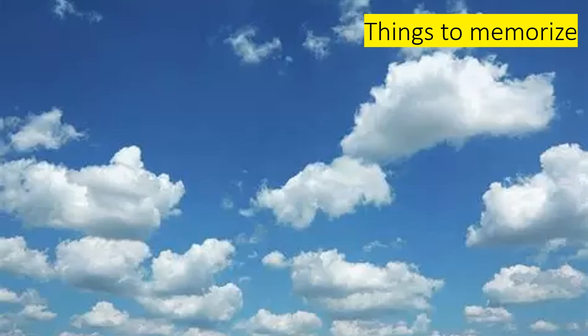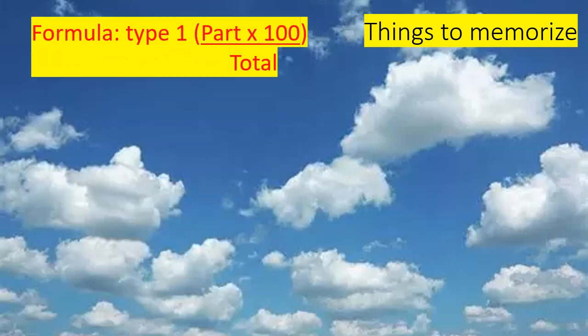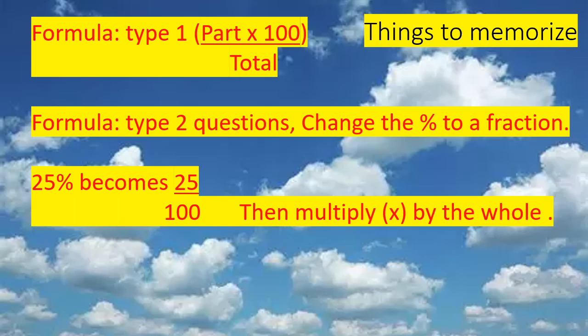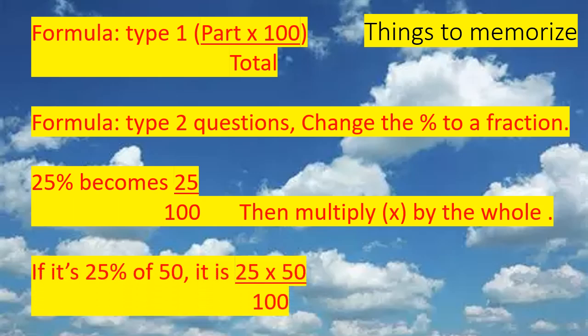And the last thing to memorize, the formula for type 1 is the part times 100 over the total. Or if you like, the part over the total times 100. The formula for type 2 questions, change the percentage to a fraction. So 25% becomes 25 over 100, and then multiply it by the whole. So if the question is 25% of 50, we do 25 over 100 times 50.